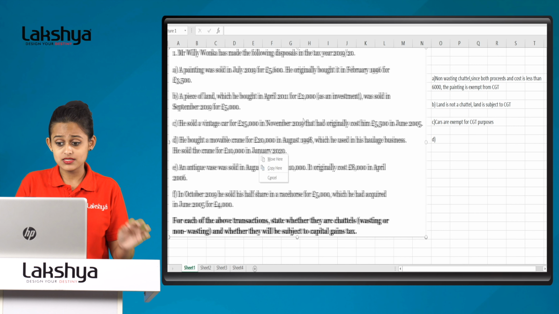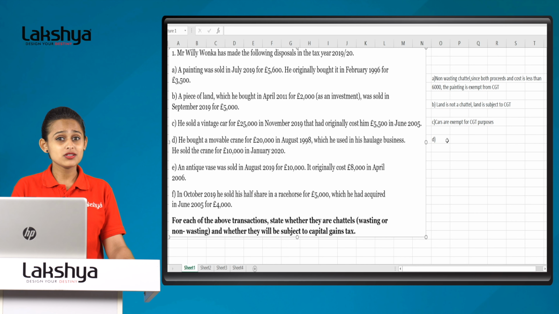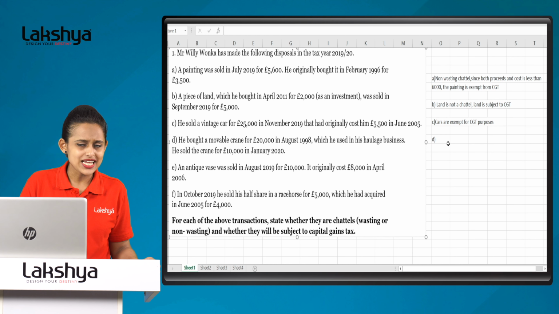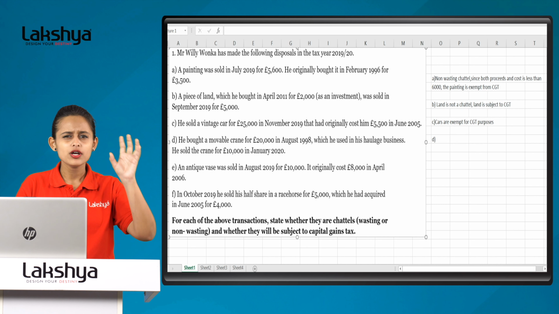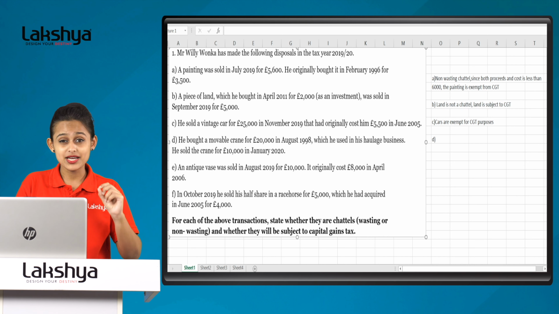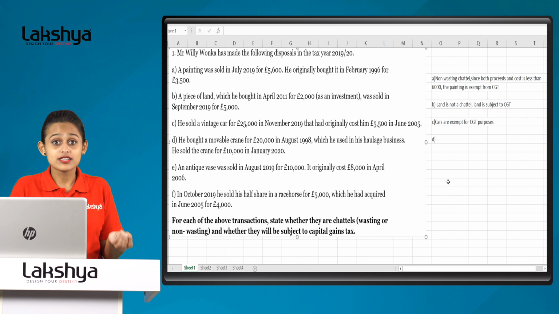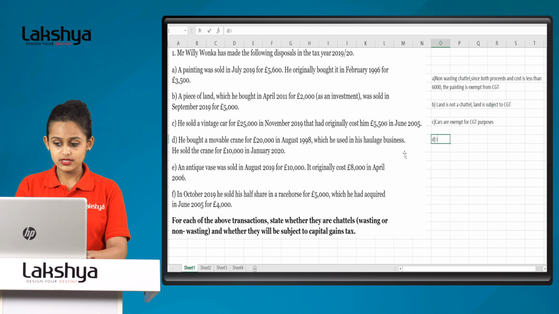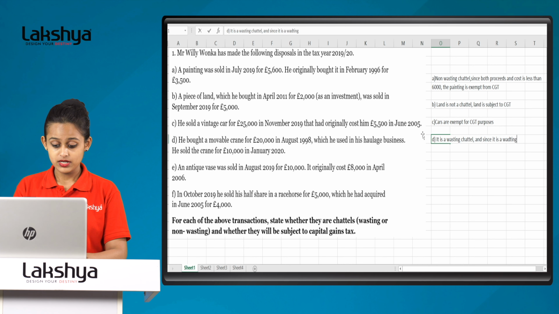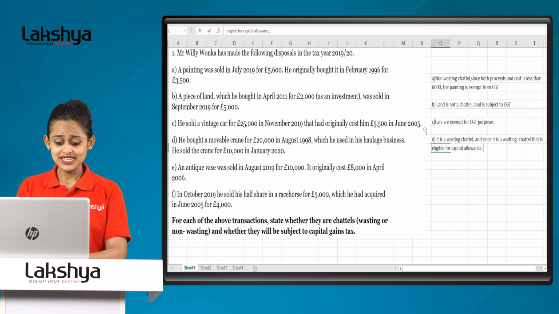So, is this a chattel? Yes. How do you know whether it is a chattel? You know it is a chattel because it is a movable crane. So, yes, it is a chattel. Is it a wasting chattel or a non-wasting chattel? It is a crane. So, ideally it should have a life of less than 50 years. So, it is actually a wasting chattel. Now, we saw wasting chattels are all exempt except for one category, which is allowable for capital allowance. Now, since it is a crane, it is plant and machinery, so therefore it has capital allowance. So, we can write that down, that it is a wasting chattel, and since it is a wasting chattel that is eligible for capital allowance, it is subject to CGT.